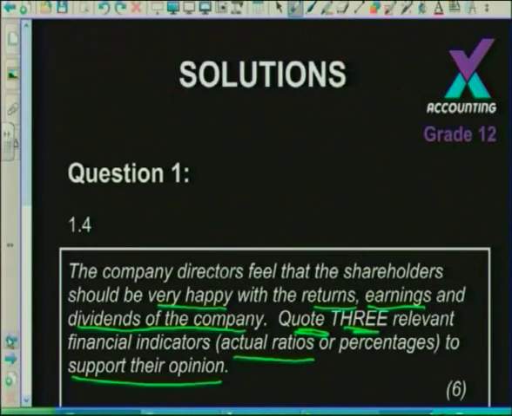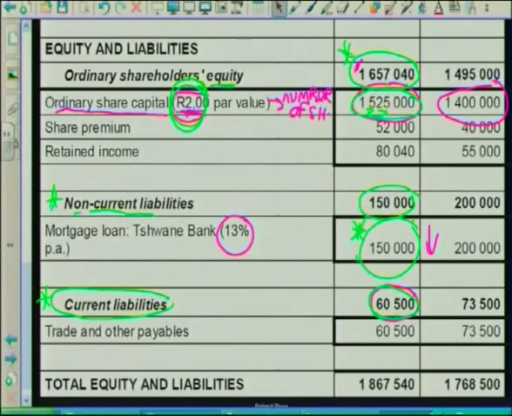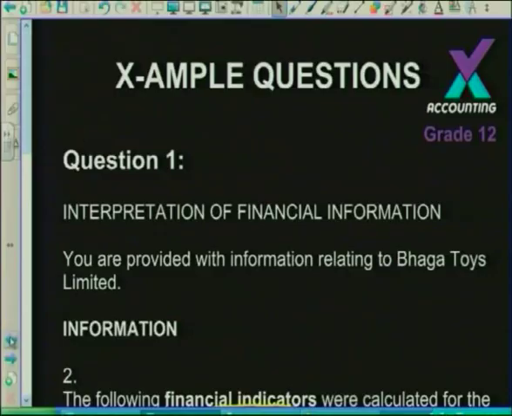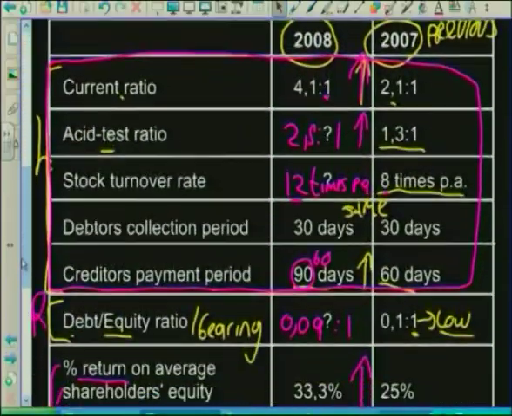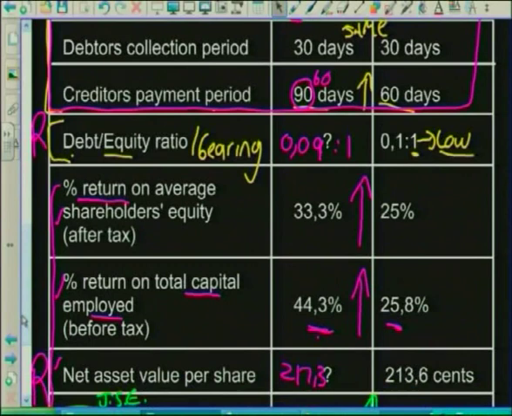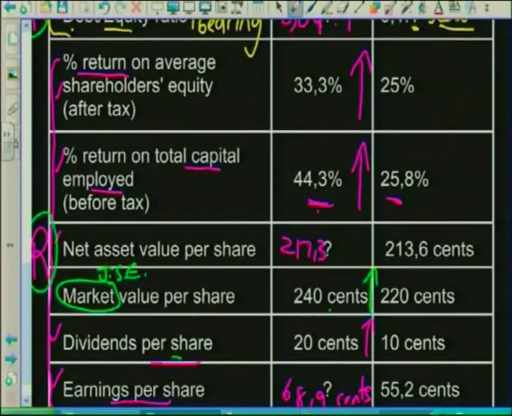Right, so let's go to our information, and we're now looking at information 2, because that's where our financial indicators are. We are looking at returns. Sorry, not risk, but returns. So further down, there we go. Our ratios: percentage return on average shareholders' equity, then percentage return on total capital, net asset value per share, then our dividends per share, and finally our earnings per share.